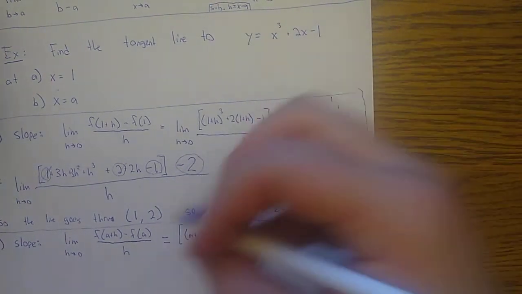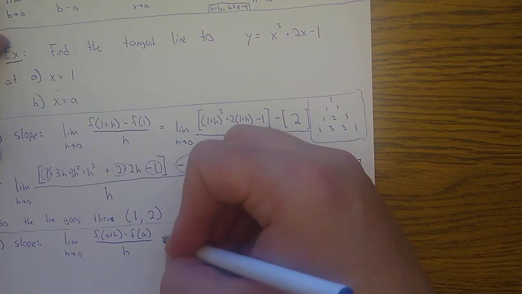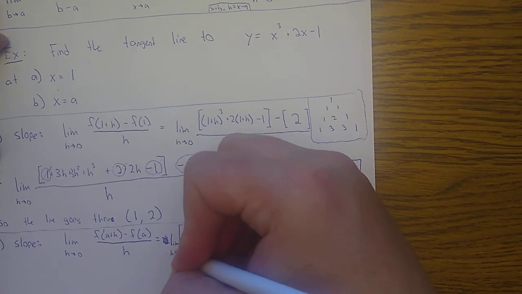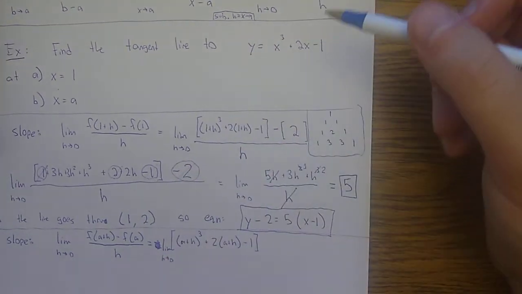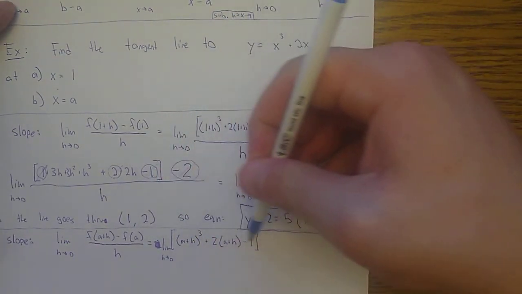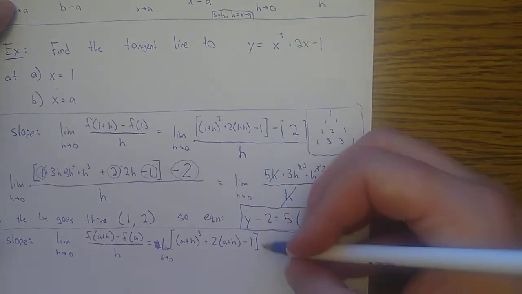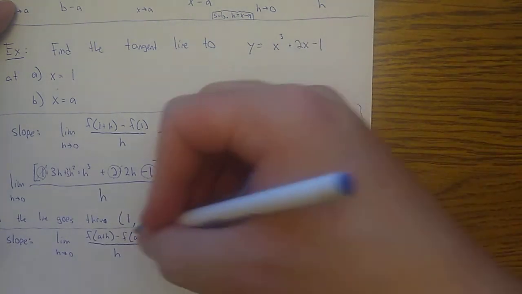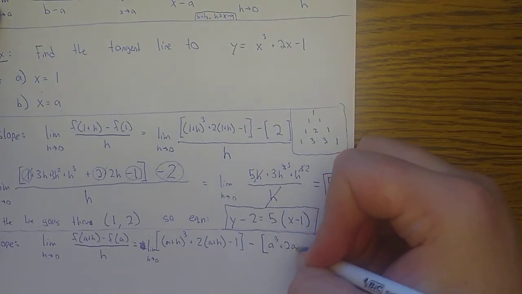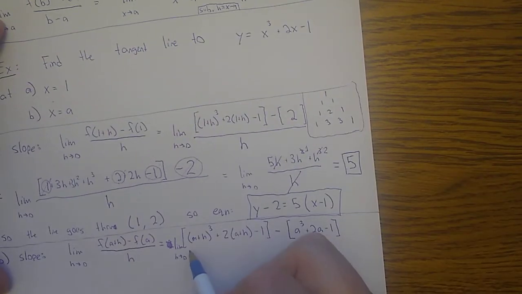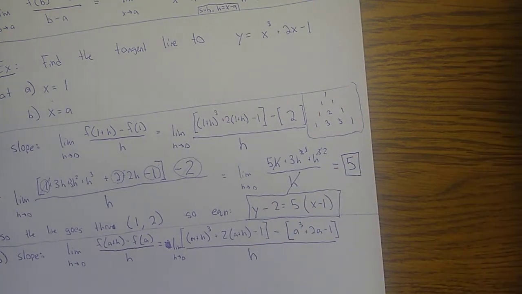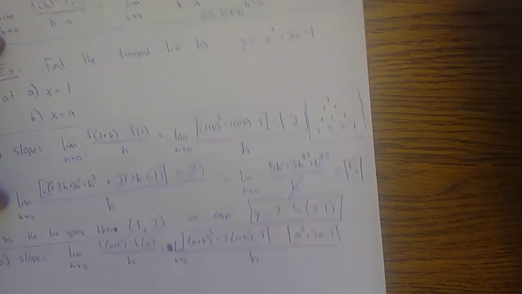Oops. Yeah, sorry, I'm going to have to fix this. I forgot to write limit as h goes to 0. So sorry, my writing is a little bit crowded, but this is the limit as h goes to 0 of, and this is just me plugging in a plus h, and then I'm supposed to subtract f of a. So what's f of a? That's a cubed plus 2a minus 1. This is all divided by h. Right?